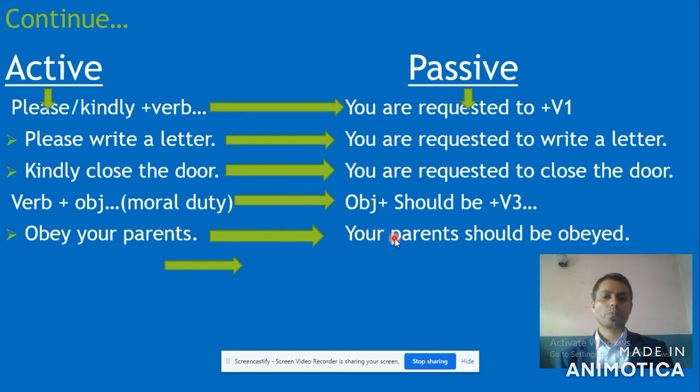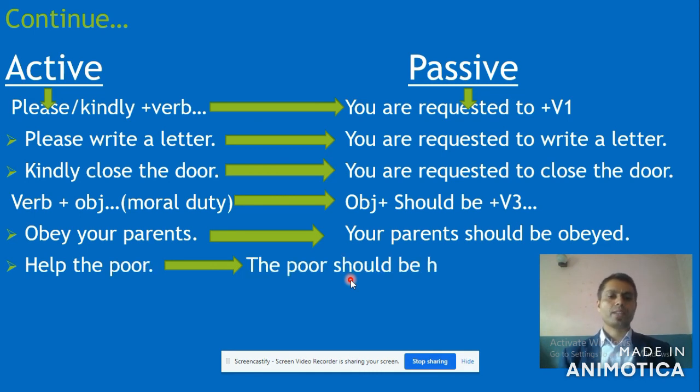Look at here. Your parents. This is what? Object. Your parents should be first. Then from the structure, should be. Verb 3 we need. Verb 3 of obey is O-B-E-Y-E-D, obeyed. Your parents should be obeyed. Got it? If a sentence is about moral duty, you cannot deny this one. You have to obey your parents. If you don't obey your parents, you are violating the ethics, your rules, your regulations, your culture.